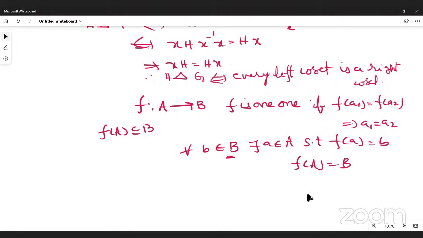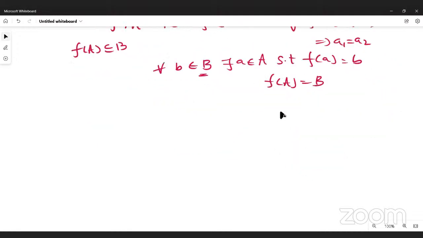So we say that function f is onto whenever there exists a pre-image for each and every element in the range. Or in other words, the number of elements in set A is equal to the number of elements in set B. Then we say that the function is onto.